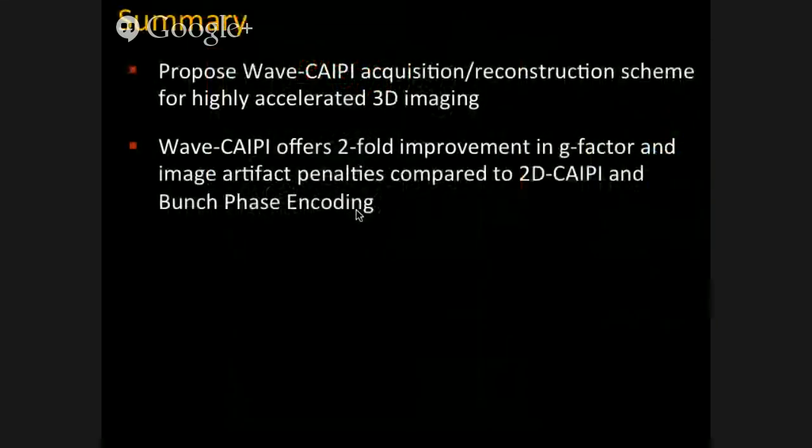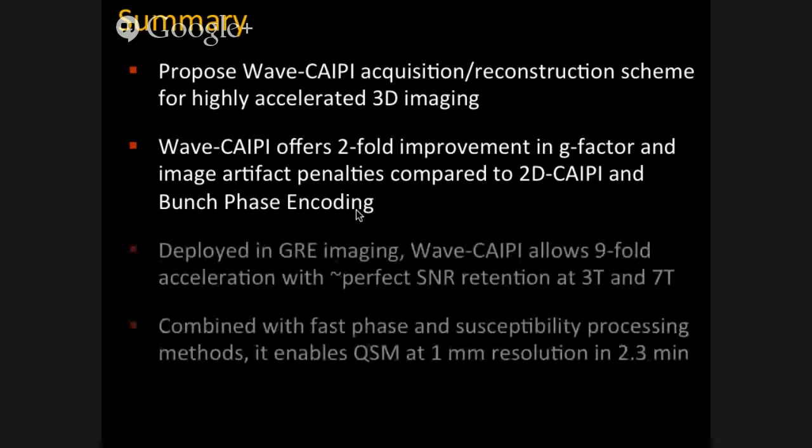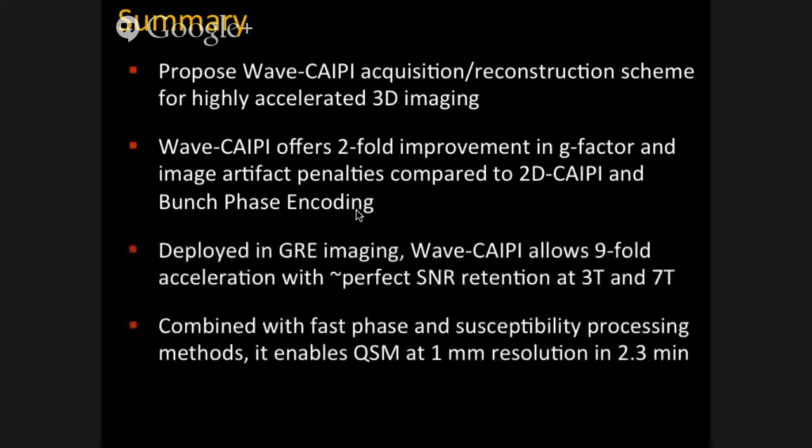So to sum up, we proposed Wave-CAIPI acquisition and reconstruction technique that allows a highly accelerated 3D imaging. This offers twofold improvement in G factor and image artifact penalties when compared to 2D CAIPI and bunch phase encoding methods. And we deployed this in 3D GRE imaging, and it allowed a 9-fold acceleration with close to perfect SNR retention, both at 3T and 7T. And when we combined this with fast phase and susceptibility methods, it enabled QSM at 1 millimeter resolution in just 2 minutes.